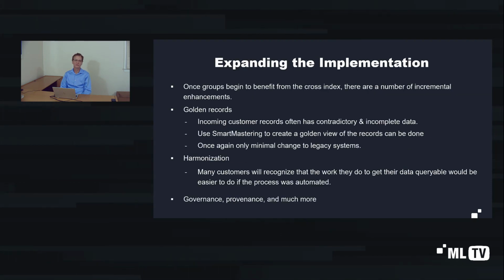So what happens is once the users start to see the cross-index and the queries, there's going to be other obvious enhancements that they can make. So the smart mastering in MarkLogic automatically generates golden records. The different data sources will have different spellings for people's names. They'll have multiple addresses for the same people. And smart mastering can help you build the golden record where we help you figure out what is the correct spelling, what is the correct address, and similar issues.